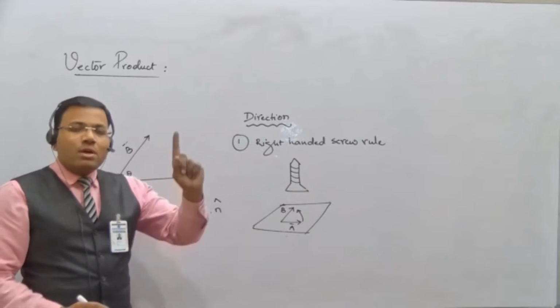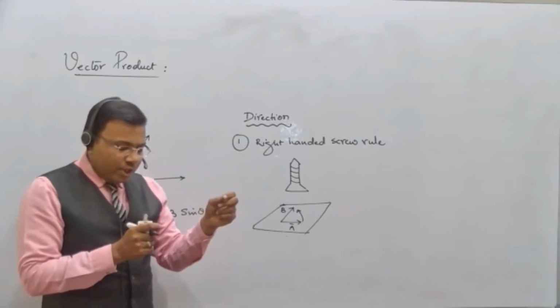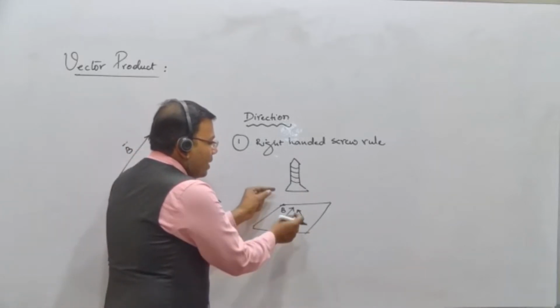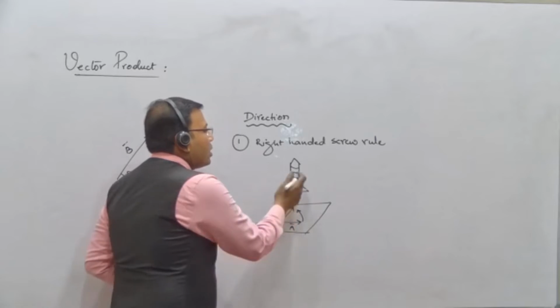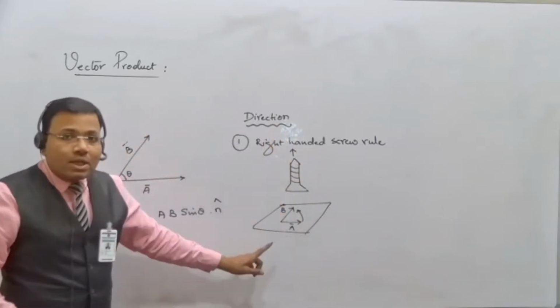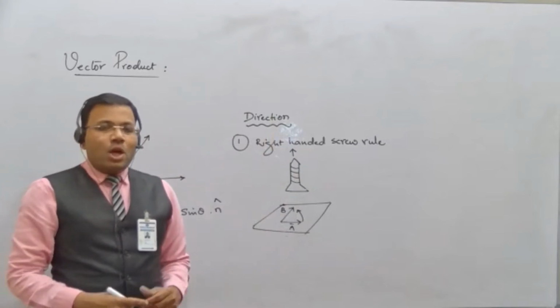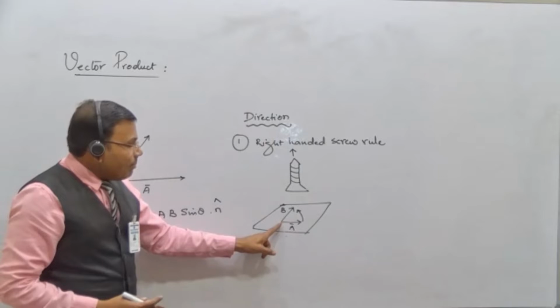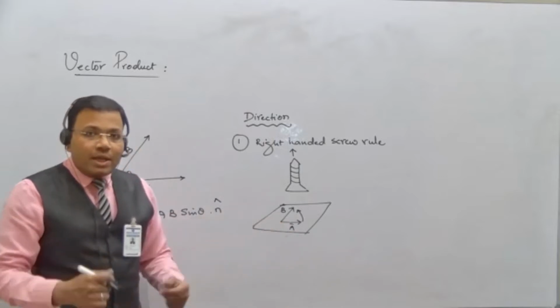It will move in the upward direction. You can see the screw when it is moved like this, as I am turning it from A to B, you rotate the screw in the same way. So the direction of the tip of the screw gives the direction of the resultant of A cross B. So how is it A cross B? A cross B is perpendicular to the plane containing A and B.